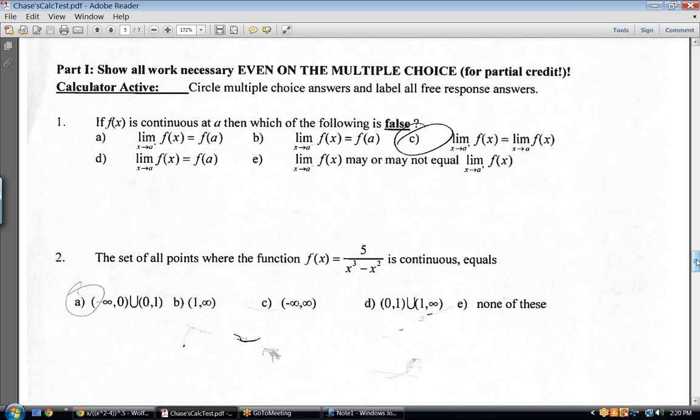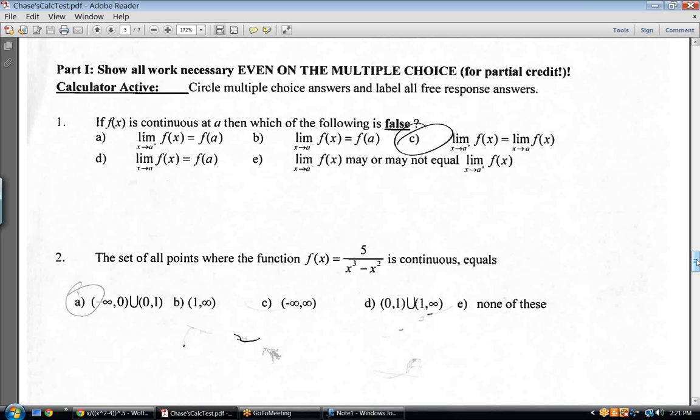So looking at C, the limit of f of x as x goes to A from the right has to equal the limit of f of x. Nah, okay, that doesn't have to be true, so that could be false. That's why I picked that one. Yeah, but I'm not sure it has to be false.